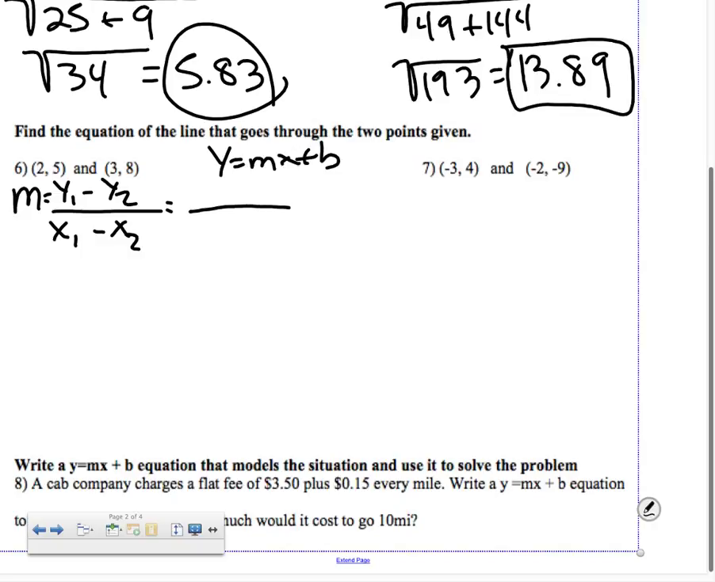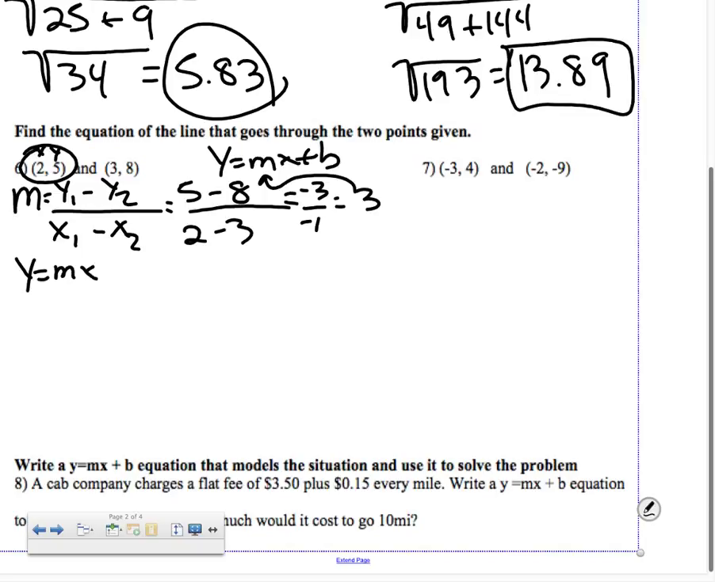So in this case, my y's are 5 minus 8, and my x's are 2 minus 3. 5 minus 8 is going to be negative 3. 2 minus 3 is going to be negative 1. And so I just get a positive 3 as my m. So that is the first piece of the puzzle. Now I need to figure out the b. In order to figure out the b, I need a temporary y and x to use. So I'm going to pick this point right here, 2, 5, as my temporary x and y. So I'm going to have my equation here, y equals mx plus b.